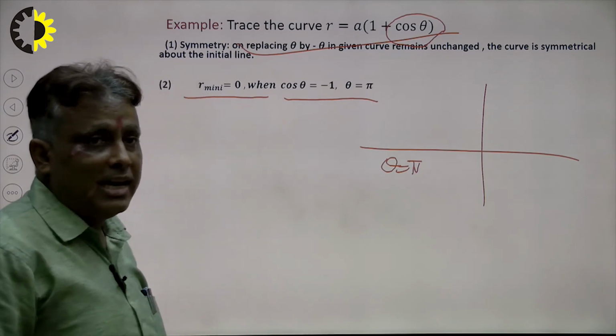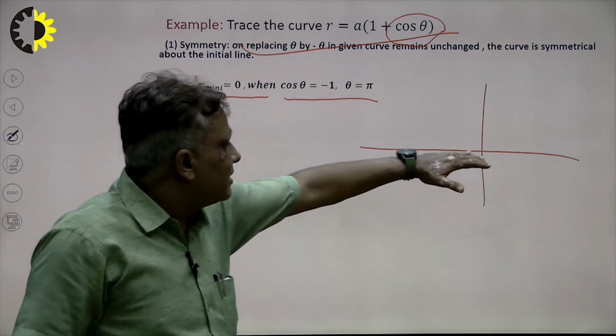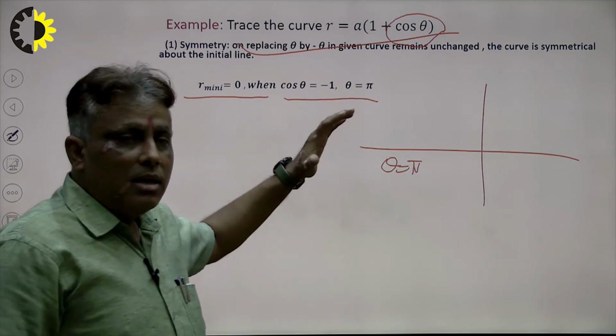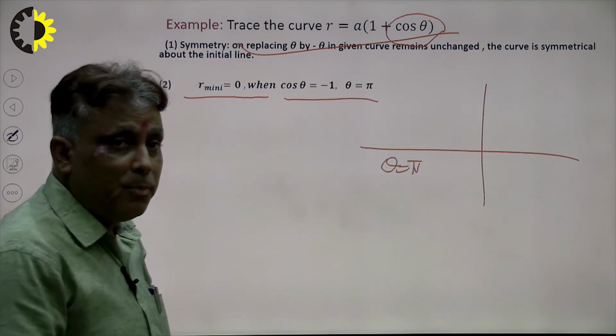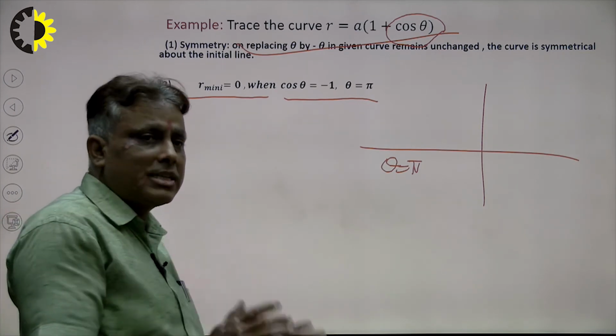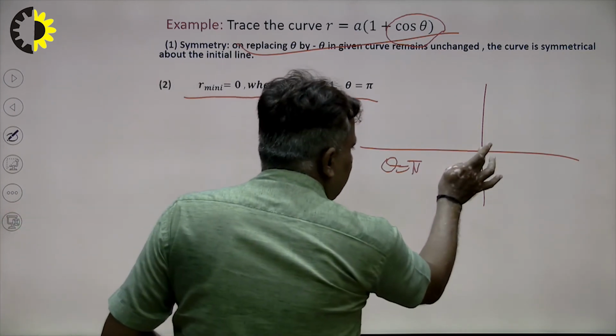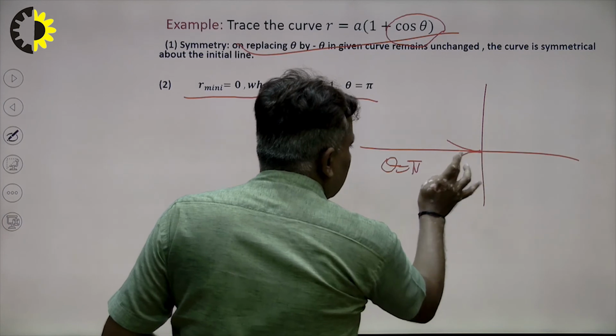Now the curve is symmetrical about the x-axis, right? That means the tangent is this, and it is also the tangent, right? That means both are the same, symmetry and tangent both are the same. So the nature of the curve will be a cusp here. So the nature of the cusp will be this, right?